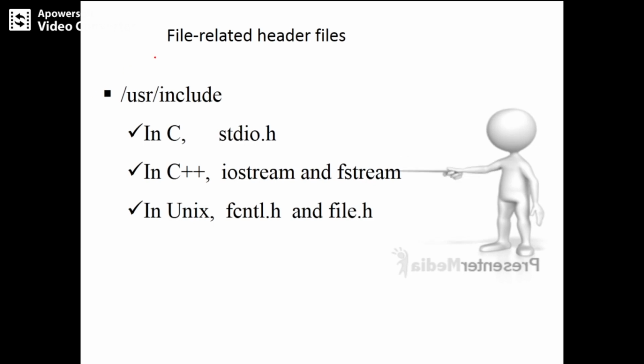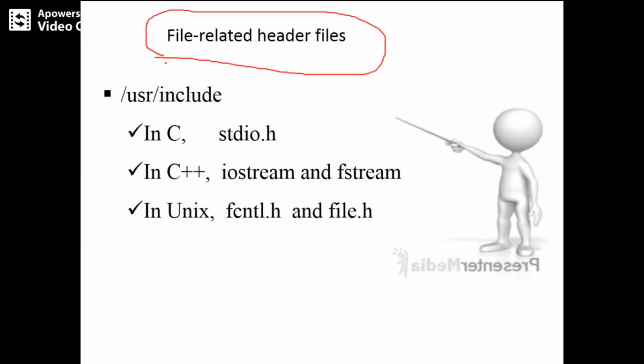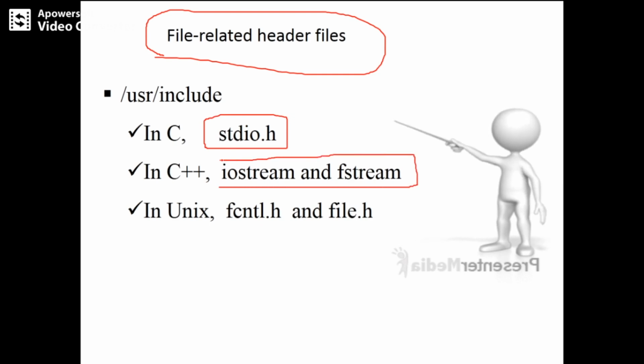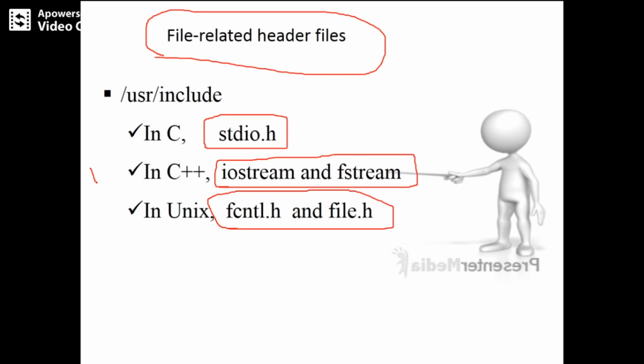The next topic is file related header files. What are the header files you need to include in your program? In C you mainly need to include stdio.h, the main header file, standard input or output. In C++ you have iostream and fstream. In Unix, fcntl.h and file.h are the header files you need to include. Usually here we are using C++ concepts, so iostream and fstream are important.